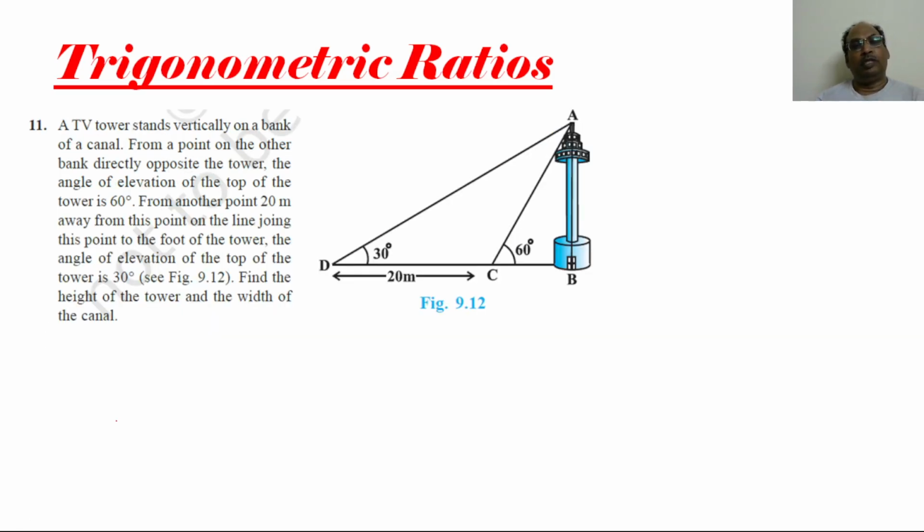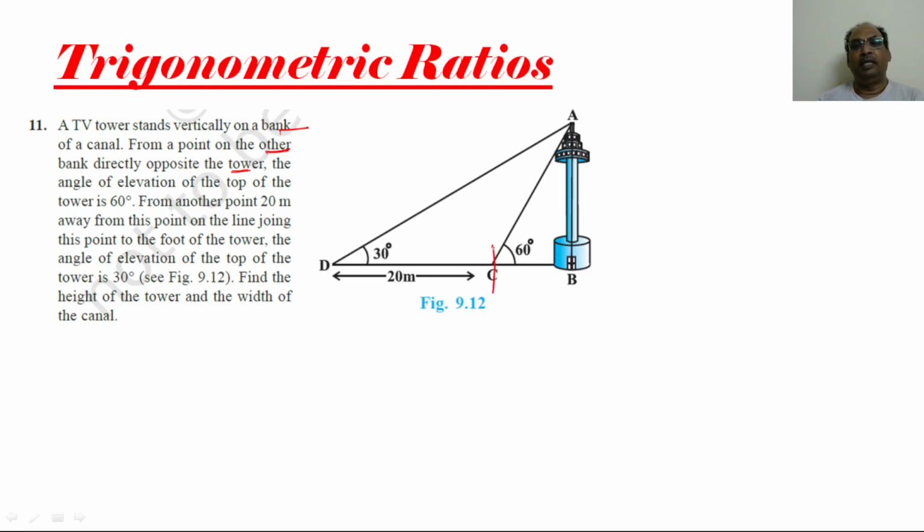Let us go to question number 11, and here the figure is also given, so no need to draw a figure. A TV tower stands vertically on a bank of a canal. From a point on the other bank directly opposite the tower, the angle of elevation of the top of the tower is 60 degree.